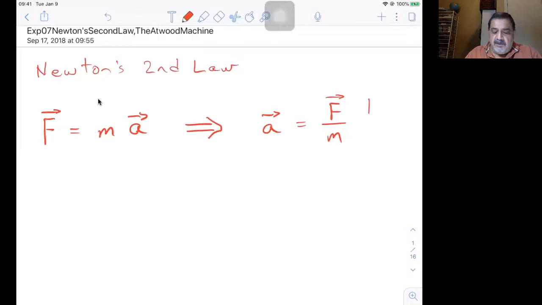If you decrease the force, the acceleration decreases. And in the inverse relationship, if you decrease the mass, the acceleration increases. If you lower the mass, the acceleration will increase. And that's what we're going to study in this particular experiment. It's going to be a virtual machine, but it'll still work, and I think you'll have fun doing this experiment.